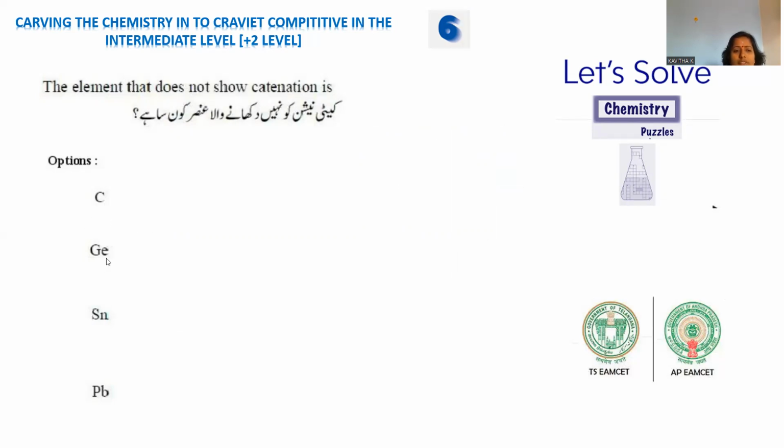Options provided: carbon, germanium, tin, lead. Carbon is the element with exceptional catenation property in the entire periodic table. Long carbon chains are formed by this element. That's the reason why carbon is able to give so many compounds. Hence, organic chemistry is extensively studied because it gives a large number of organic compounds. Long chain polymers are also generated because of the property called catenation, right? So carbon will give catenation, and then germanium, tin, and lead.